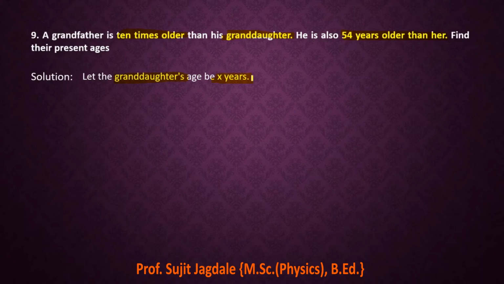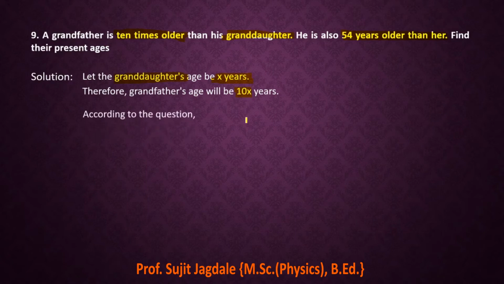So that's why we are going to take the granddaughter's age as x years. Therefore, grandfather's age will be 10x years, because they had given it 10 times older. So 10 times older than the granddaughter. That means granddaughter's age is x, so his age is going to be 10x. So that's why grandfather's age is 10x.